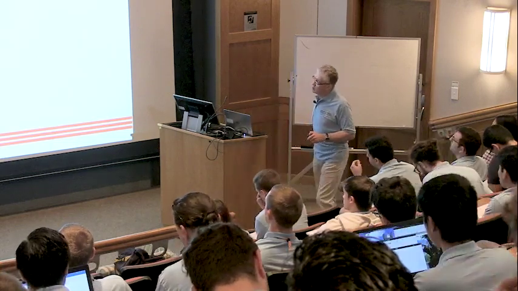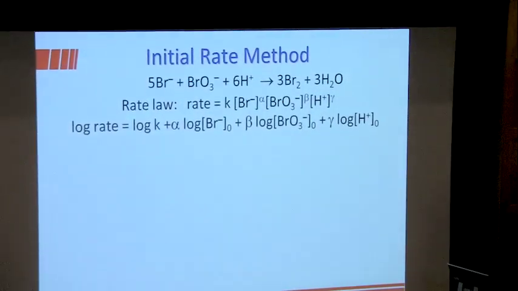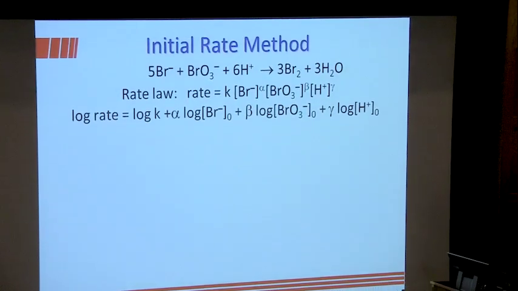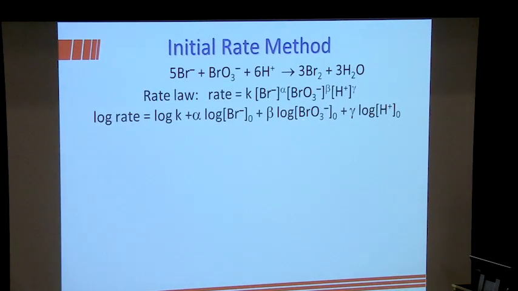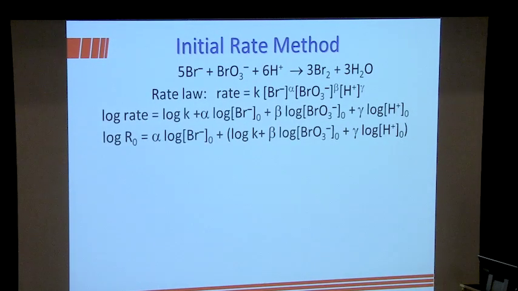So we say, right, okay, so then the log of the rate is equal to log k plus alpha log [Br⁻] initial concentration of Br minus, plus beta log the initial concentration of BrO3 minus, plus gamma log the initial concentration of H plus. Okay? And then we can say, okay, so log rate is equal to alpha log the original concentration of Br minus, plus all of the rest. Okay? So, and now we can say, right, y is equal to mx plus c.